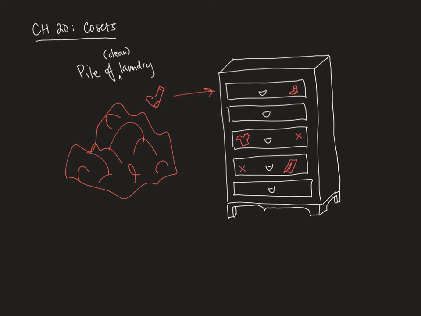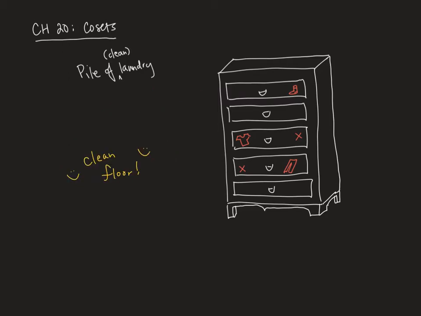And I put my laundry away according to this principle, so things go in the drawers where they're labeled. And by the time I'm done with this process, I should have completely gotten rid of this pile of laundry. So I've put all of my laundry away in my dresser, which organizes it into these drawers that make it easy to find what I'm looking for.